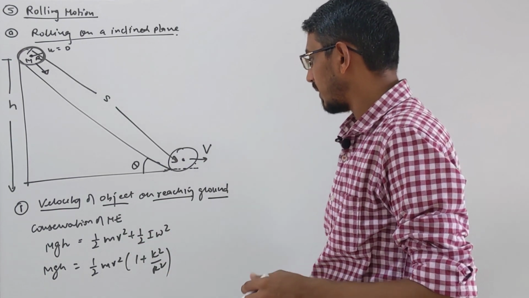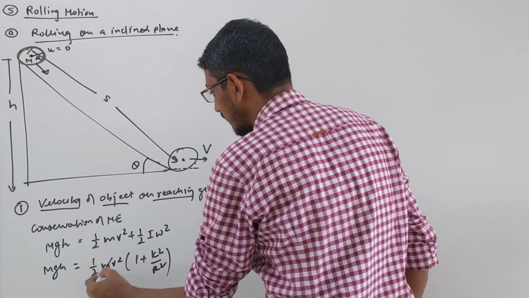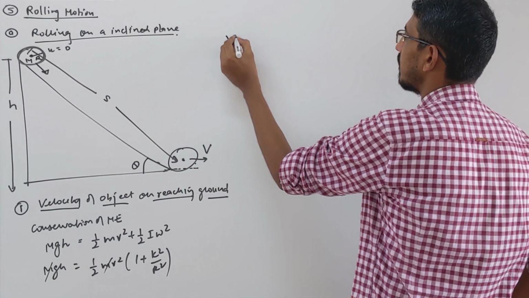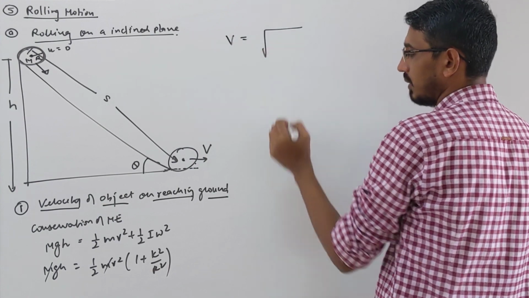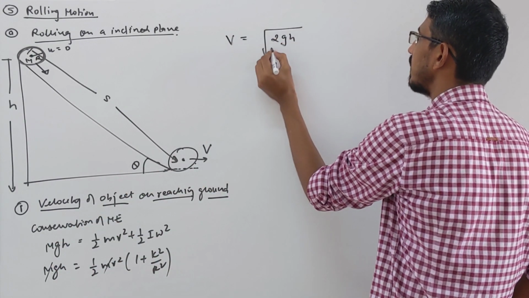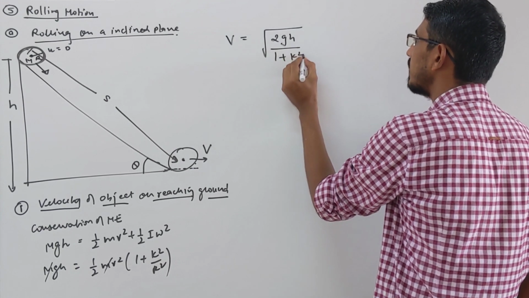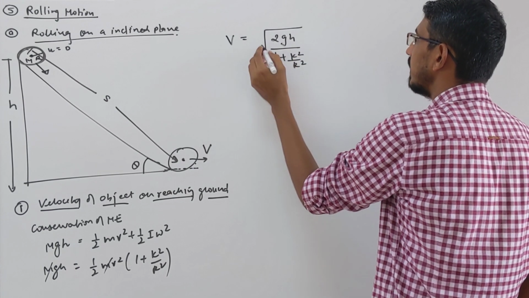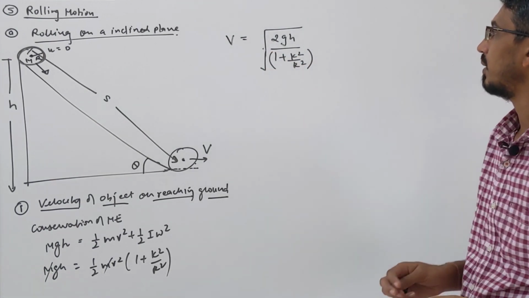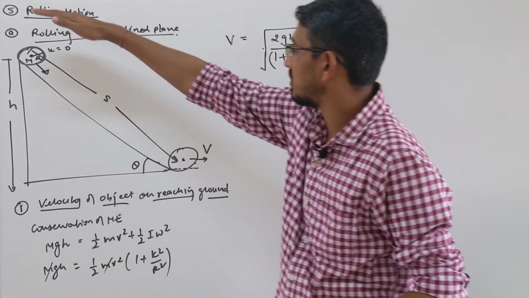Okay, so we are interested in knowing what's the velocity. So cancel this term here, get cancel here. If you see, the velocity at bottom will be simply what? Look here, that 2 goes there, so it becomes root of 2gh upon 1 plus k square by R square. That's your answer. The velocity at bottom will be root 2gh. This h is the vertical height.